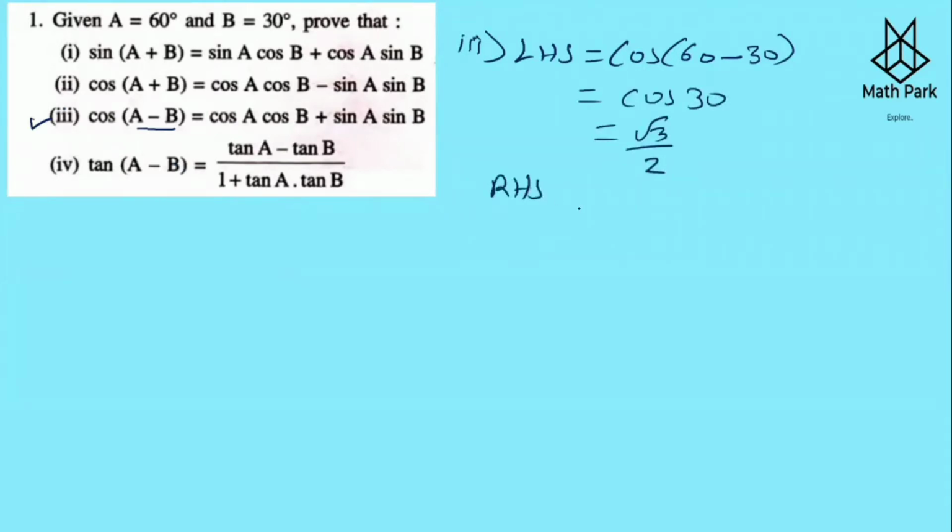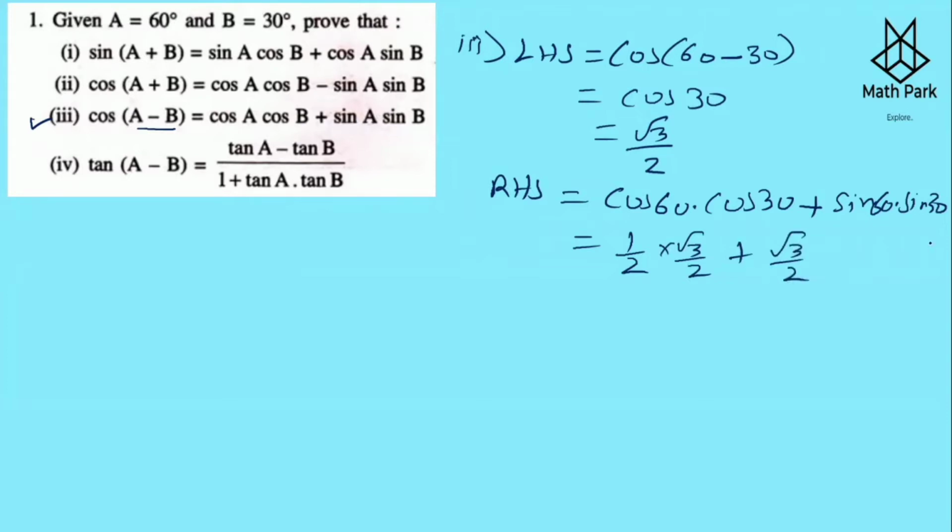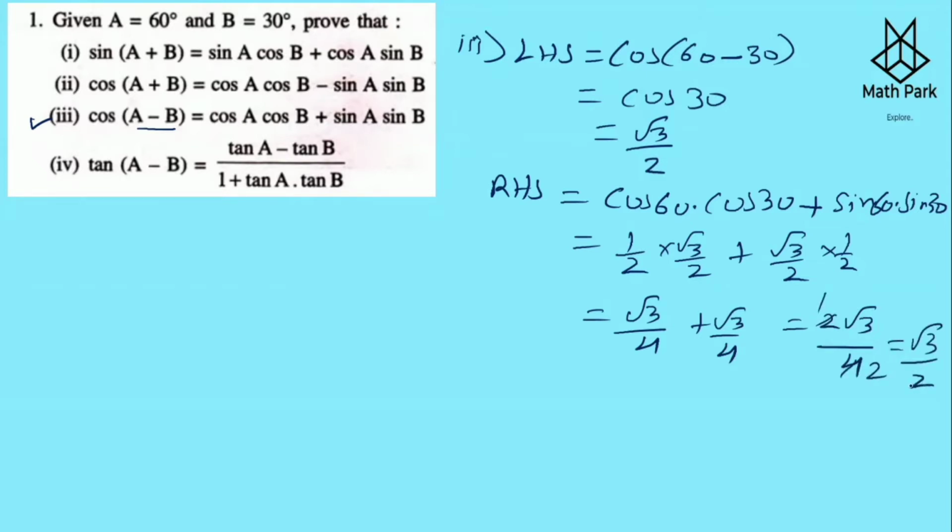Let us take RHS of this. So RHS, we have cos A cos B, so cos of 60 into cos of 30 plus sin A sin B, so sin of 60 into sin of 30. Let us put the values. Cos 60 is half, cos 30 is root 3 by 2, plus sin 60 is root 3 by 2, and sin 30 is half. So we get root 3 by 4 plus root 3 by 4, which is 2 root 3 by 4. Simplify: 2 ones are 2, 2 twos are 4, which is root 3 by 2. And this is how we get LHS is equal to RHS. We are done with the third part.